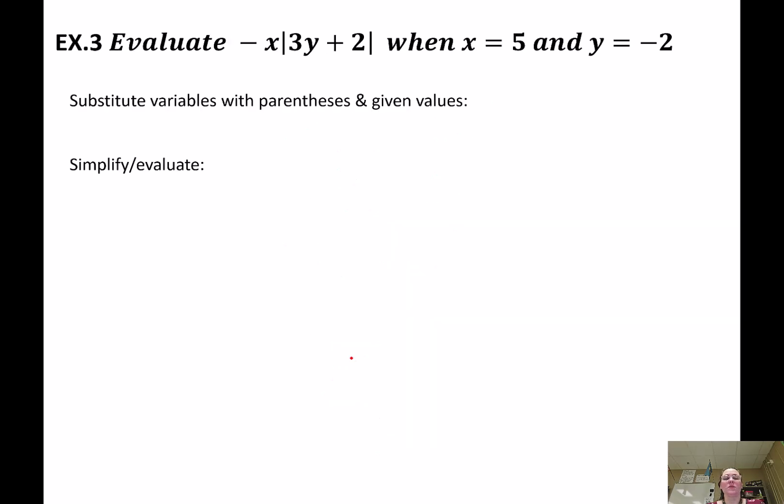All right, looking at this one, I've got -x times the absolute value of 3y plus 2 when x is 5 and y is -2. So starting in, we're going to substitute. So I've got -x, which is 5, times the absolute value of 3 times, well, y is -2, plus 2.